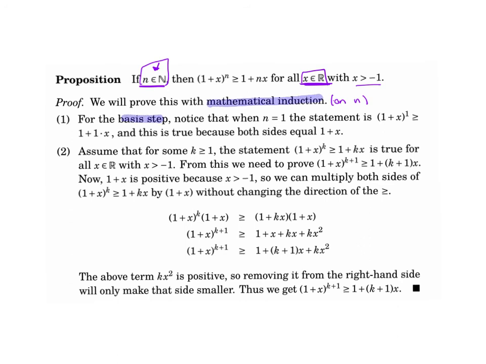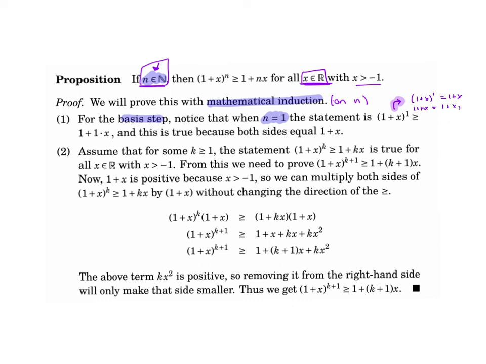For the basis step, or the base case, we know that the first natural number here is 1. So I'm going to start with n equals 1. We're going to look at the statement. Again, I would say what each side looks like individually. So I get 1 plus x to the 1 is equal to just 1 plus x. And then 1 plus nx is equal to just 1 plus x.